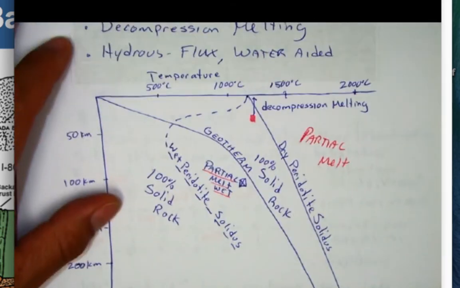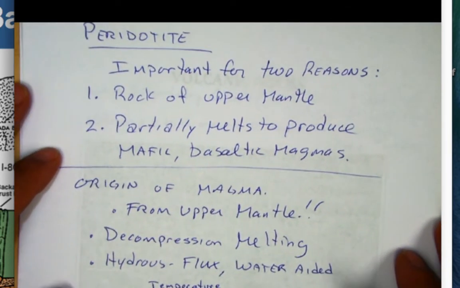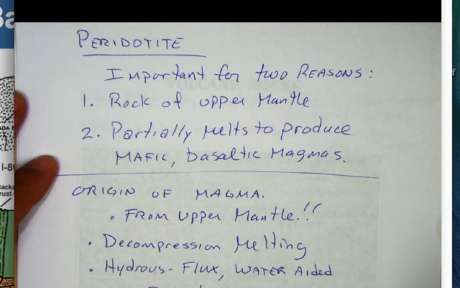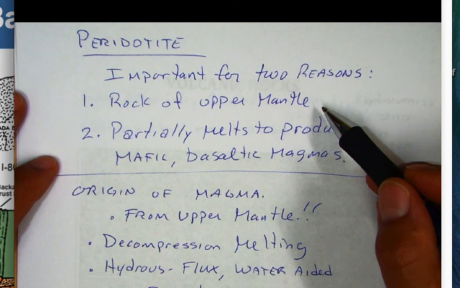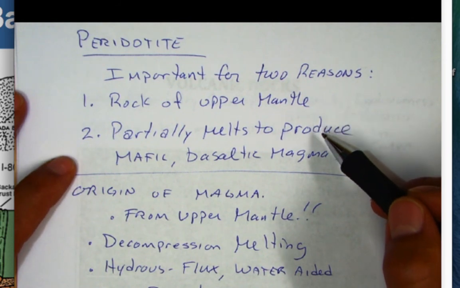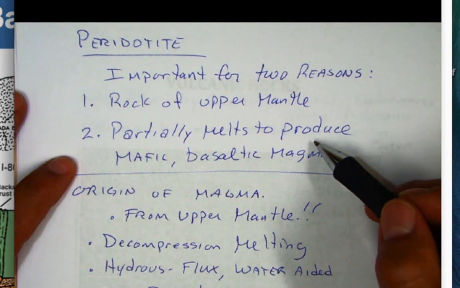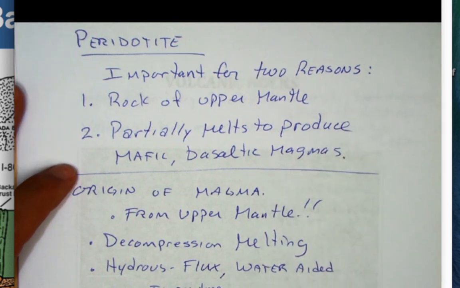Now, let's look at peridotite. Peridotite's important for 2 reasons. I always say it's important for 2 reasons. The first, well, we talked about it being the rock of the mantle. It's a rock of the upper mantle. And second, and most important for igneous rocks, is that magmas come from partially melting peridotite. So peridotite partially melts to produce mafic basaltic magmas.